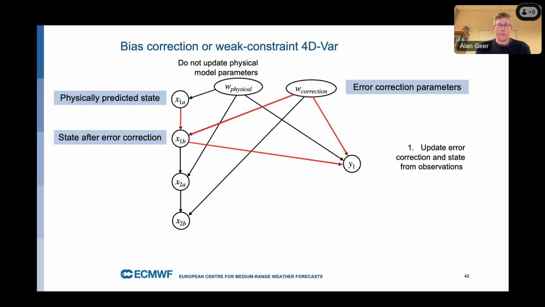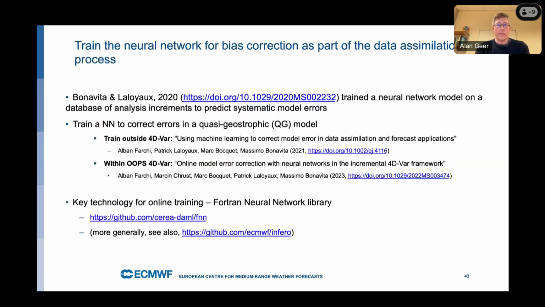And so you can update it from observations, you can forecast the next state, and so on. You can carry on with the cycle. So a lot of work is going on already, both with learning neural networks to correct errors offline for the full ECMWF system, and then really exciting work to start doing simultaneous online training of the neural network that corrects the errors alongside training the state.